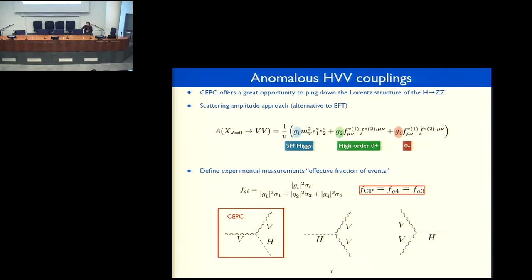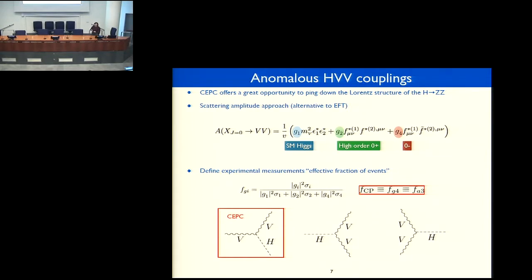So you will see the familiar terms, which is the standard model Higgs, and then the second term, the so-called g2. This is a higher order term, but the spin and parity feature of this one is exactly the same as the standard model, meaning that this is 0 plus. Then you have the last term, which is the 0 minus term, which is usually referred to as the CP violation component. So these are the three.